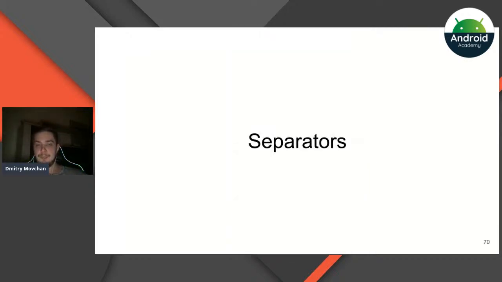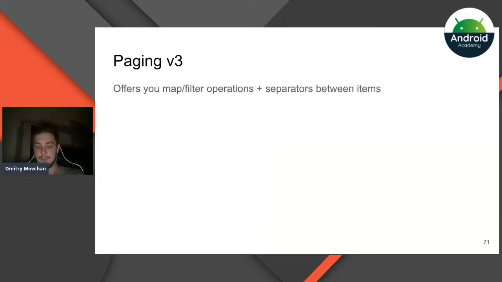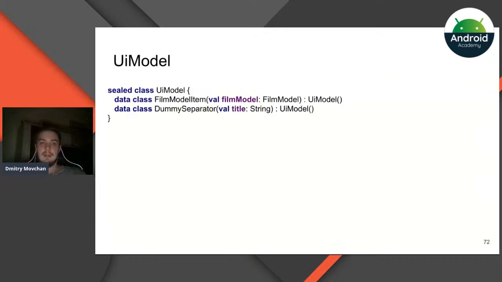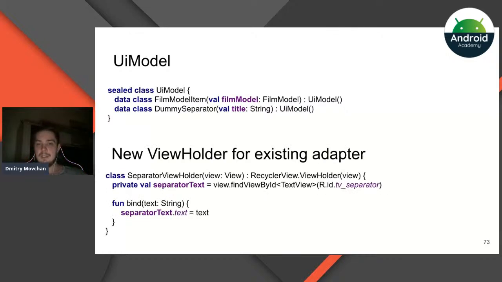Let's see the new feature that comes with Paging Library version 3 called separators. Sometimes we need to insert separators between the items in the list, and this is a new feature. Let's try to do this. What should be changed in our current implementation? We should create some UI model class that will consist of our usual film model item and some dummy separator with some strings inside it. So the dummy separator needs its own view holder, it will be much easier than everything before.